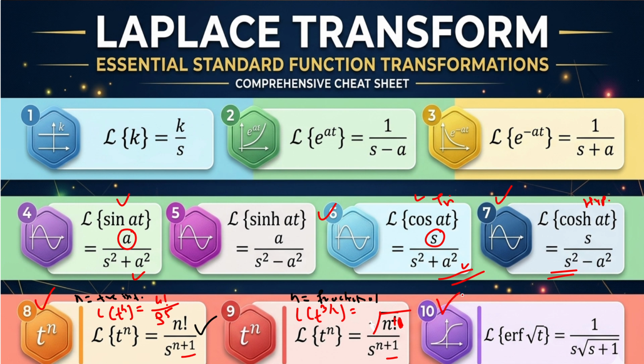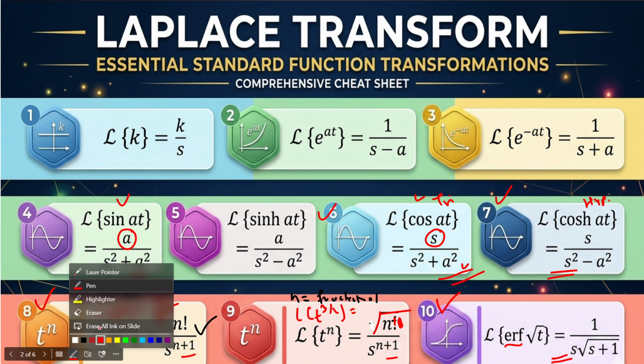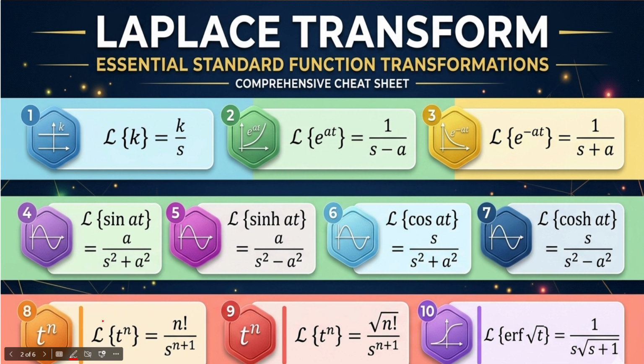And the last formula, number 10, Laplace of ERF. ERF means what? Error function. Laplace of error function of root t is 1 upon s into root s plus 1. This is a standard formula. Anyhow, you have to learn this by heart, okay. We don't have any option. So remember all these formulas by heart, there are 10 formulas. If you remember all these formulas, then you can solve any equation of Laplace transform, okay.